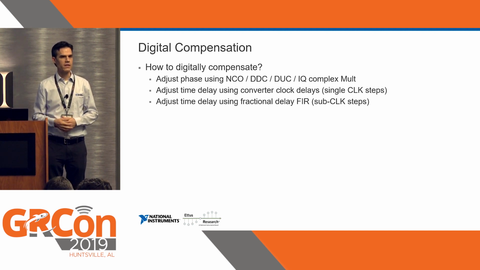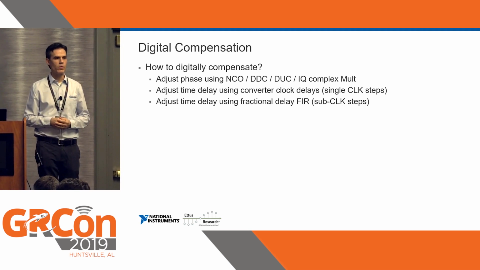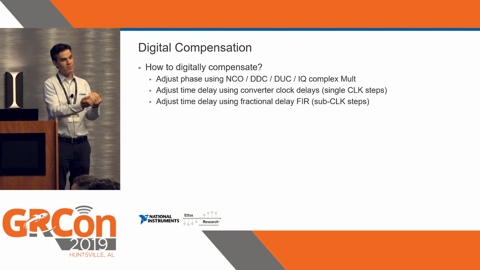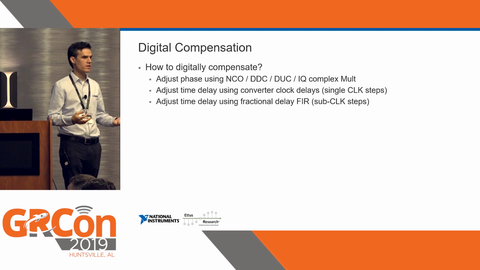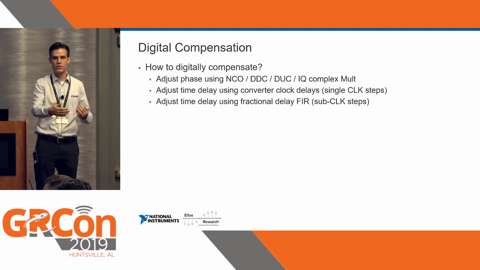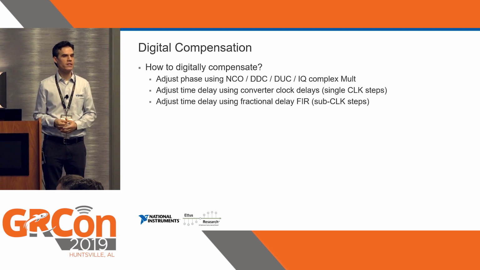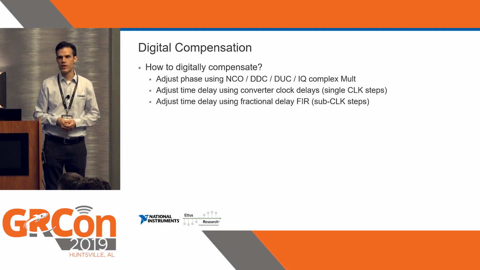You can adjust for that in the phase of your NCOs. You can do a phase rotation with an IQ multiplication. And if you need to do a physical time delay, not a phase delay, but a time delay, of course you can use single steps of a clock inside the FPGA as an example, but that's not very precise. Those are coarse steps. And the other cool way to do this is using an all-pass FIR filter, where you basically have a fractional group delay on an all-pass FIR filter.